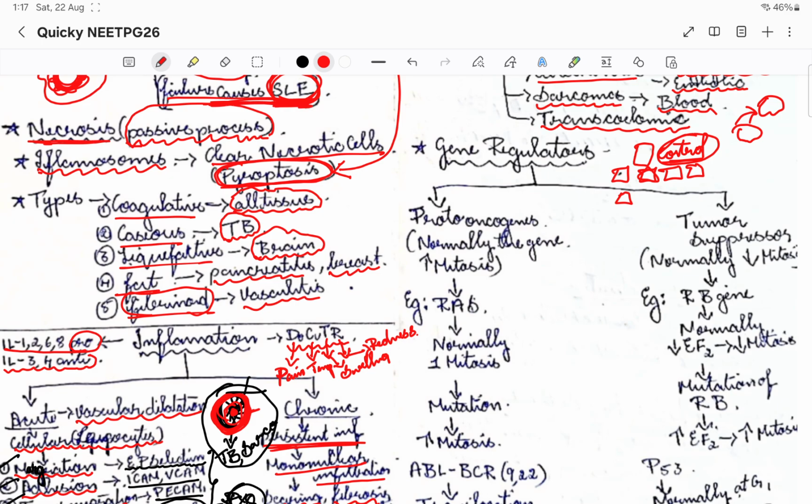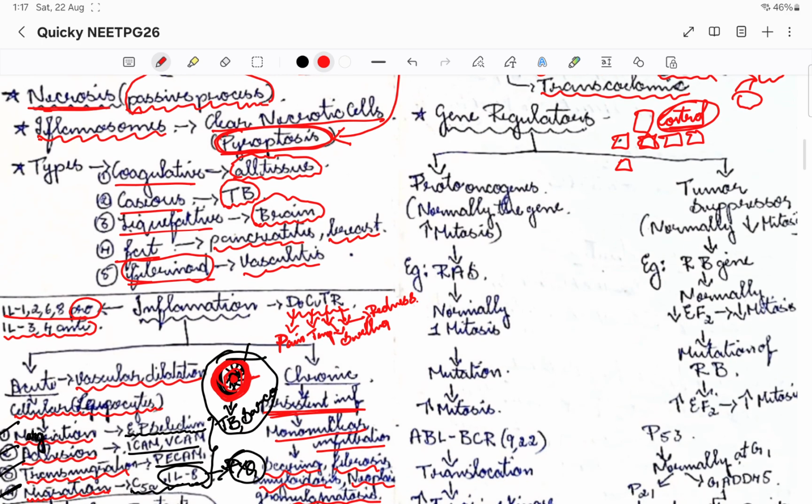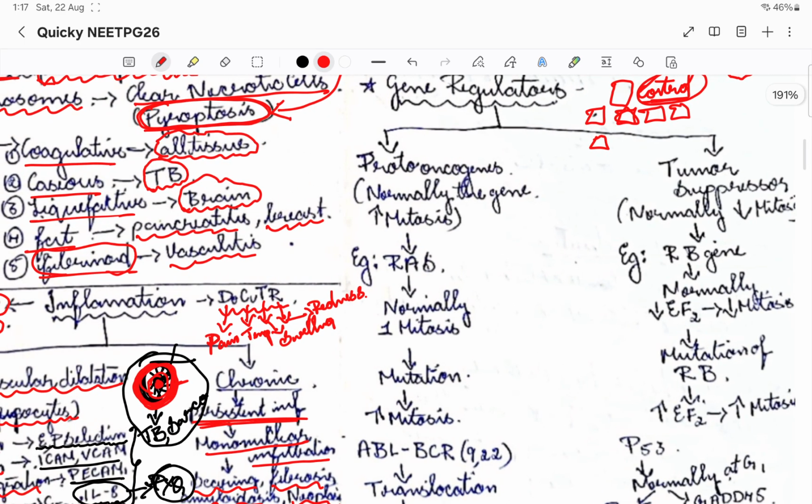Okay, so let us see what are the types of gene regulators and what are the cancers that they might cause. There are two types of gene regulators. One is proto-oncogene, the other type of gene regulator is tumor suppressor gene. So let us discuss one by one.